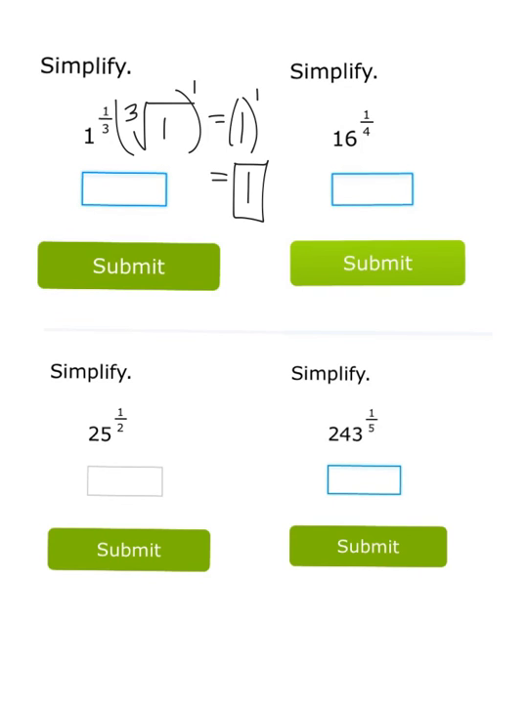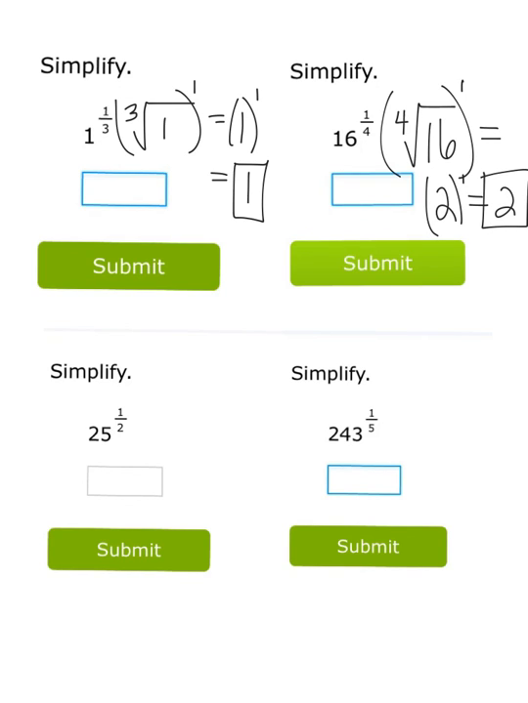Okay, let's do the next one. So this time my root is 4. So this would be the 4th root of 16, all raised to the first power. So I'd have to think, what number would I multiply by itself 4 times to get 16? And that would be 2. So this would be 2 to the first power, which is just 2.